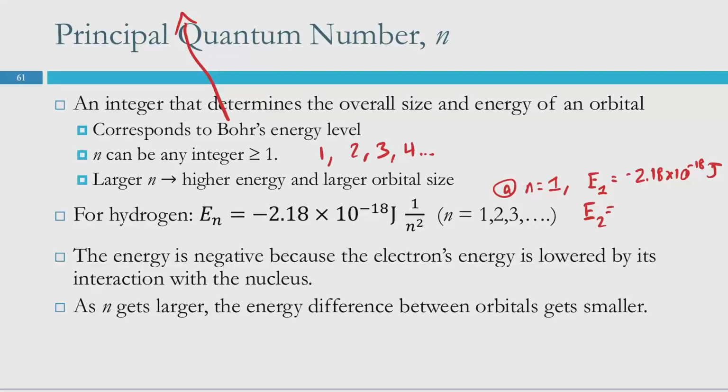E sub 2 is going to be that same constant, but now this 1 over n squared comes into play. So it would be over 2 squared, and 2 squared is the same as 4. And then the next one would be over 9, because that's 3 squared. Then the next one would be over 16, because that's 4 squared, and so on and so forth.